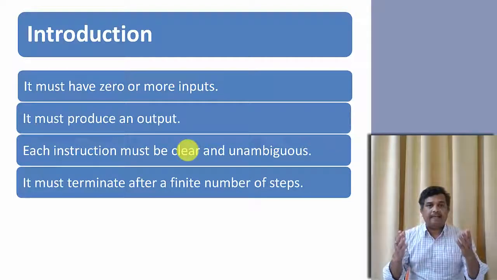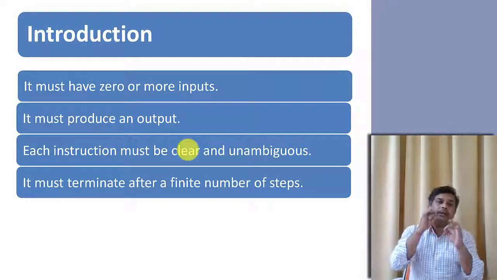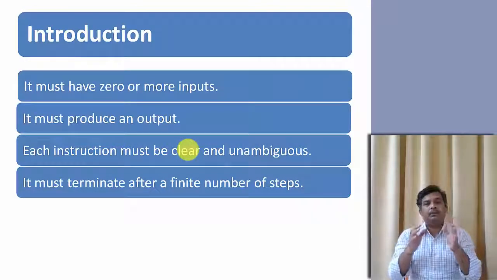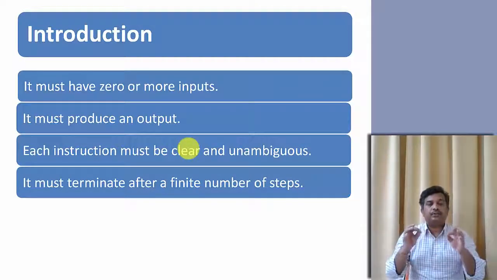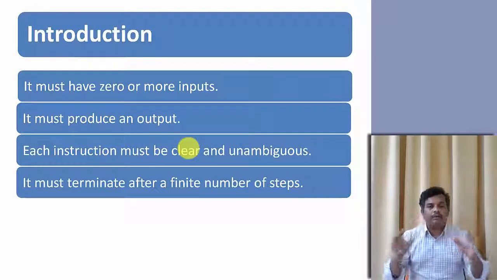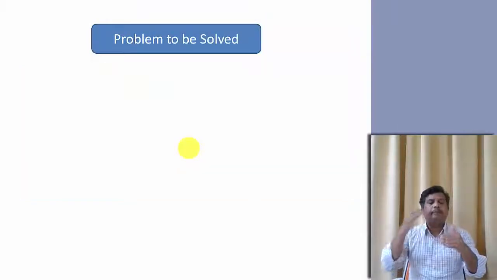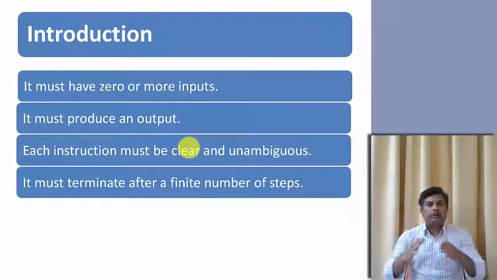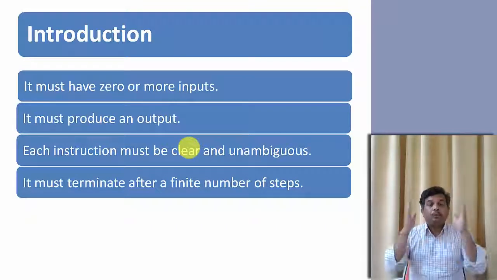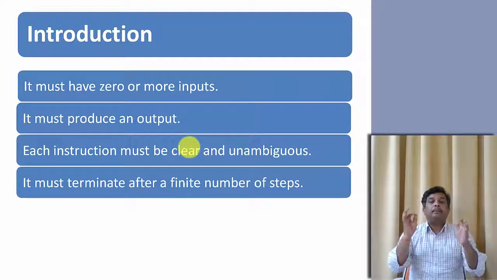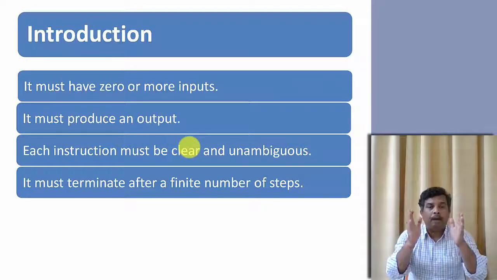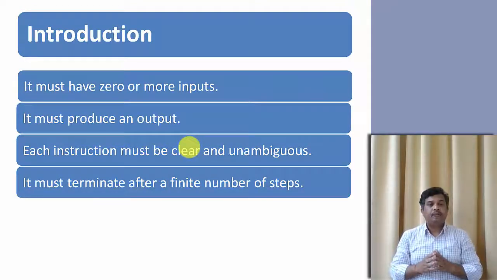So for every algorithm to execute, you need to give some kind of input. The input may be 0 or 1 or 2, any number. And ultimately, it must produce an output. And the instructions that you are giving must not be confusing at all. And after 5 steps, after 10 steps, 15 steps, after 1 hour of time, after 1 year of time, you must be in a position to say the program or the algorithm will stop after a certain time. So these are the basic characteristics of any algorithm.